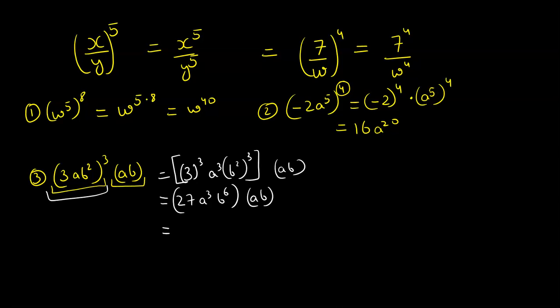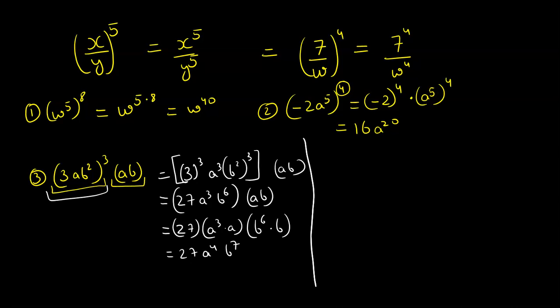Okay, so now we will multiply all the numbers and variables together. A will multiply with only a, and b will multiply with only b. So in this one we have 27 alone, we don't have any other number. Then a cubed gets multiplied with a, and b to the power of 6 multiplies with b. So in this one we get 27, a to the power of 4, and b to the power of 7. With enough practice, you will be able to do this in a few seconds.